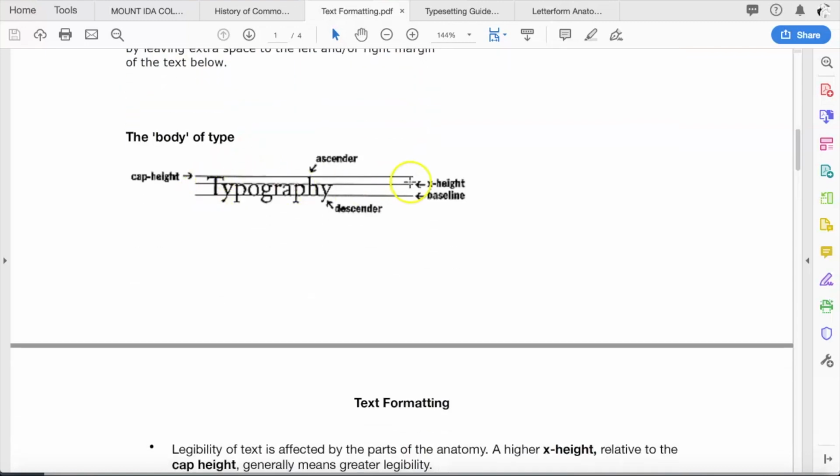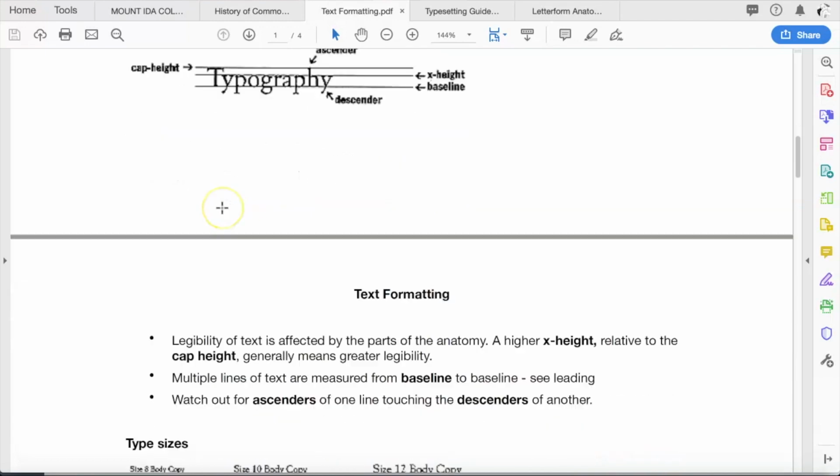Letter forms sit in a particular structure. They live on a baseline, which is that imaginary shelf that the letters sit upon. The pieces of letter forms that fall below the baseline, like the lowercase p, the lowercase g, and the lowercase y, those are referred to as descenders. And the pieces of letter forms that go above the middle of the letters, which is called the x-height, those are referred to as ascenders.